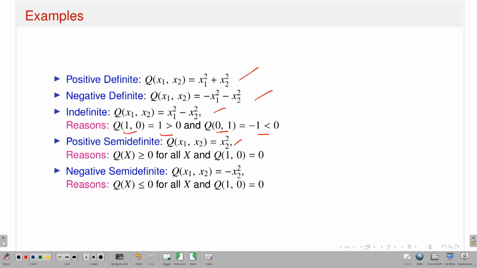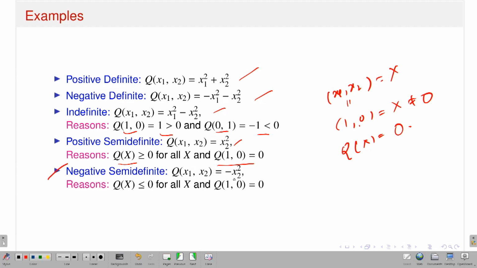Positive semi-definite: you can just take x2 squared, so this is non-negative for all x. In other words, I can have a point x which is non-zero, but the evaluation is still 0. Consider the point whose second component is 0 and first component is 1, that is (1, 0). This is my point x, a non-zero point, and Q of x is, since the second coordinate x2 is 0, equal to 0. So I have a non-zero point, but still the evaluation is 0.